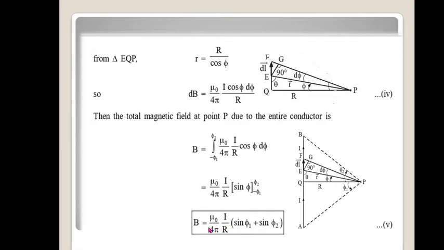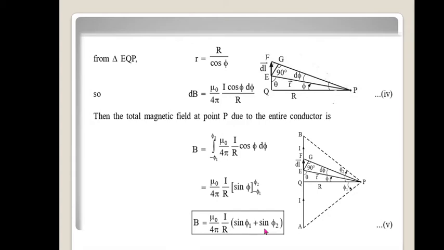So the final total magnetic field at a point P due to the entire conductor, B, we can write as mu naught by 4 pi into I by R, into the bracket sine phi 1 plus sine phi 2. This is the final expression of the total magnetic field due to the entire conductor. It is very, very important, and remember all of you, problems are based on this. Just remember these formulas, these are very important.